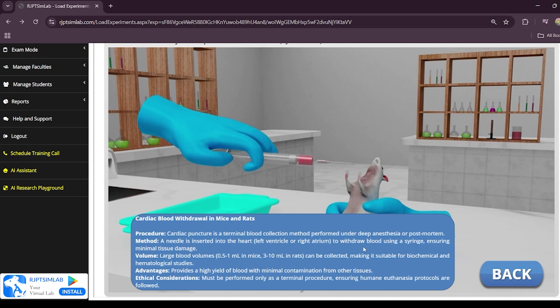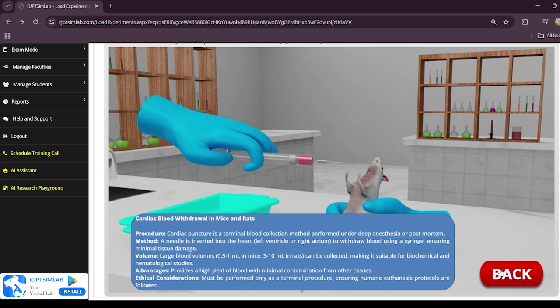The volume that can be collected from this technique is large blood volumes, such as 0.5 to 1 milliliter in mice and 3 to 10 milliliter in rats, making it suitable for biochemical and hematological studies. The advantage of this technique is that it provides a high yield of blood with minimal contamination from the other tissues. The ethical considerations are that it can be performed only as terminal procedure and ensuring humane euthanasia protocols are followed.